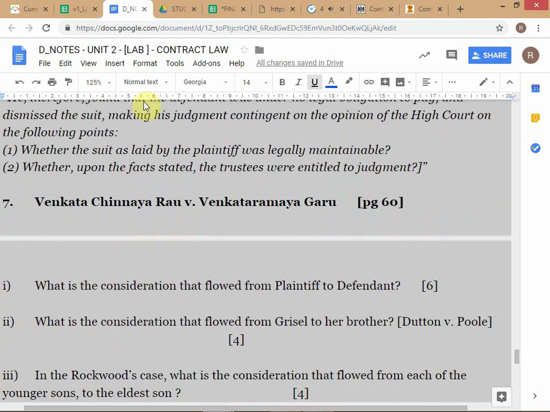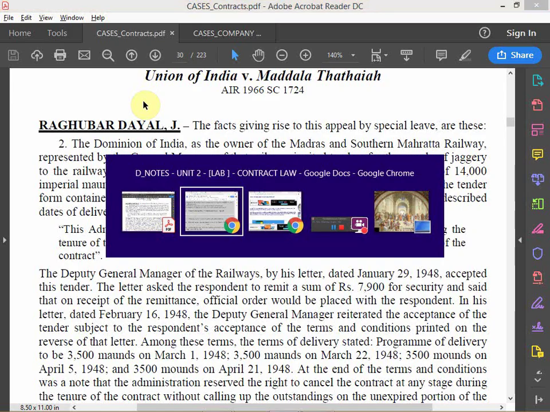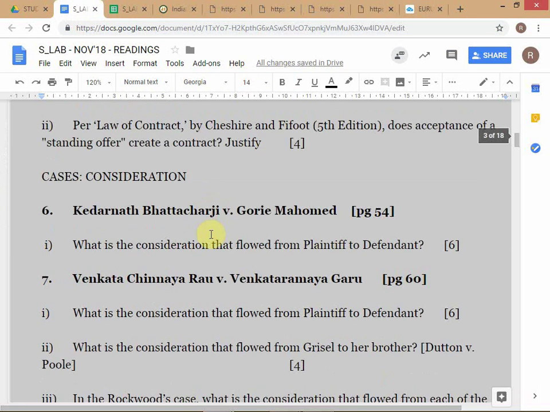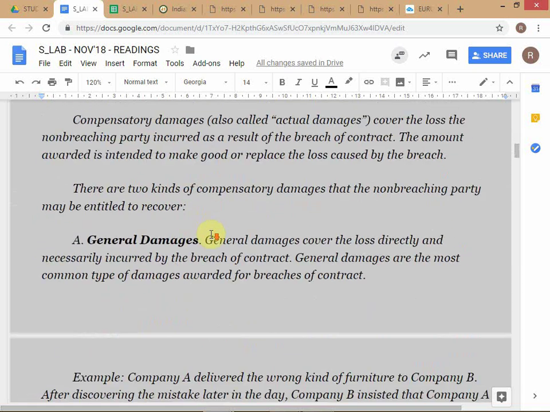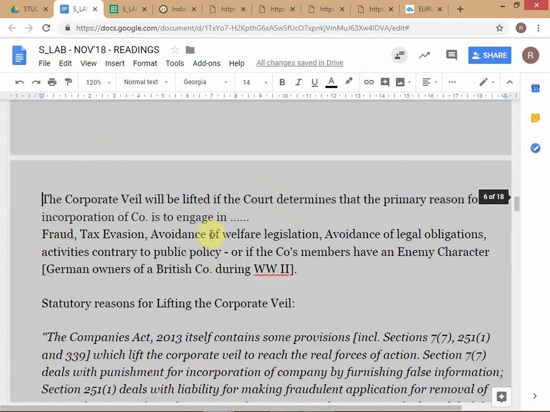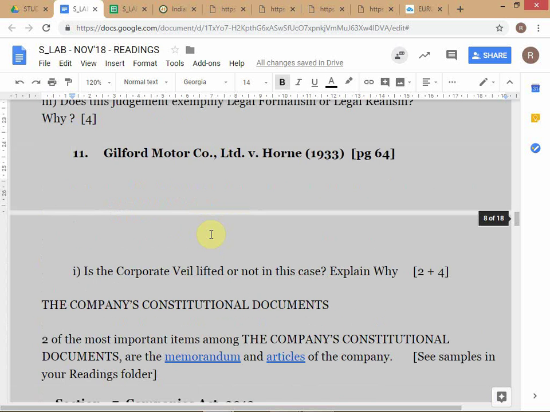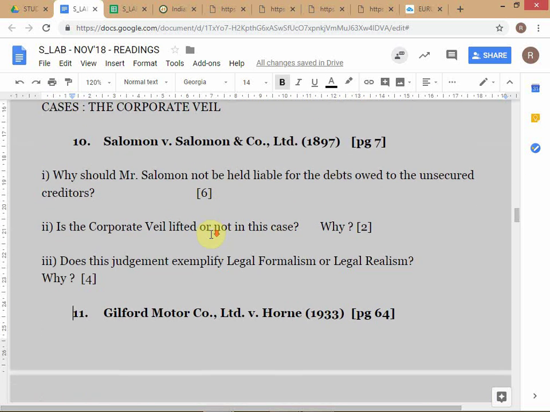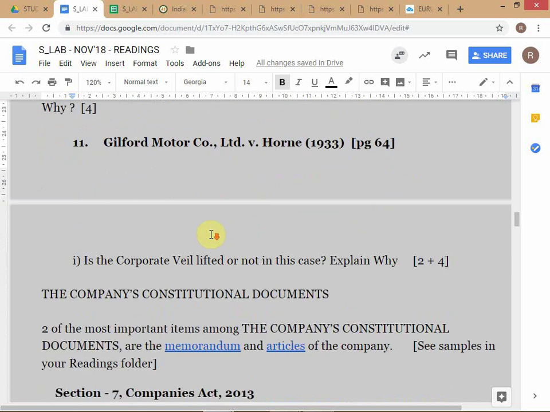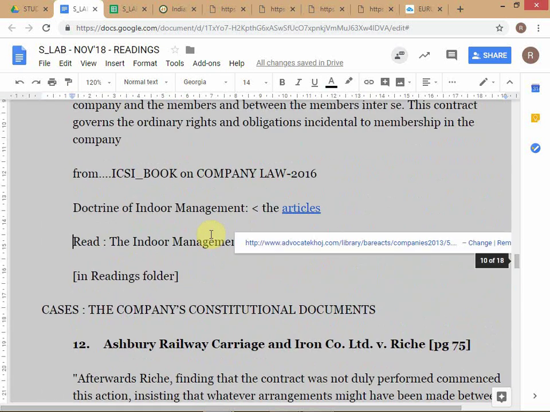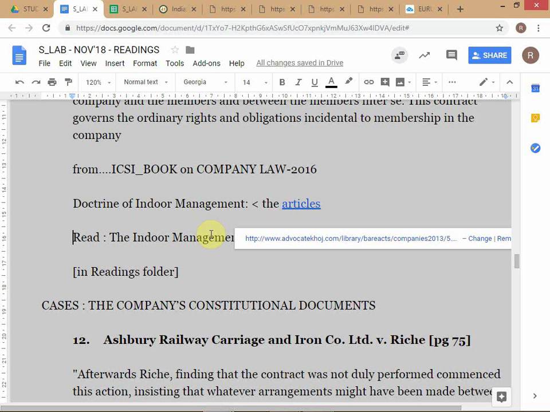Okay, so now let's get your responsibilities clear. 1 sec, guys. So, you are now going to do which 2 cases? 1 minute. When is our next class? Okay, so you're going to do Guildford Motors and Ashbury Railway Carriage. Okay, be ready with those 2 cases.